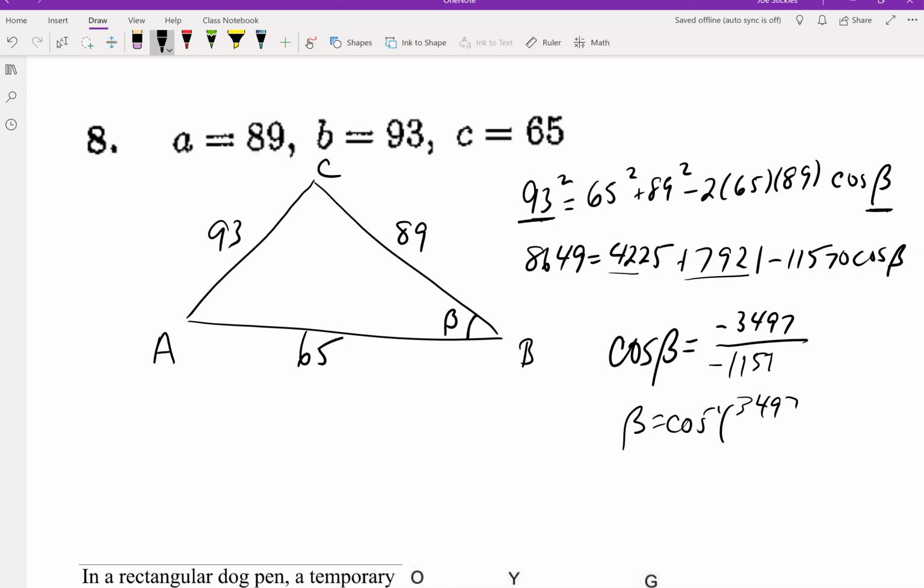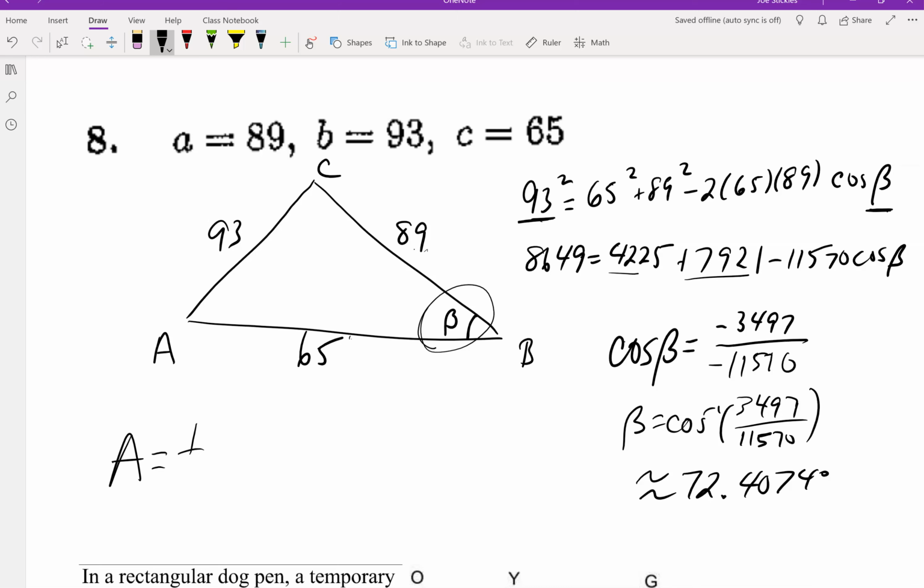And I can cancel out the two negative signs. And I get a beta of approximately what? Inverse cosine, 3497 divided by 11570 is 72.4074 degrees. Now that we found beta first, I have the two sides that are included. So our area will be 1/2 times 65 times 89 times the sine of that 72.4074.